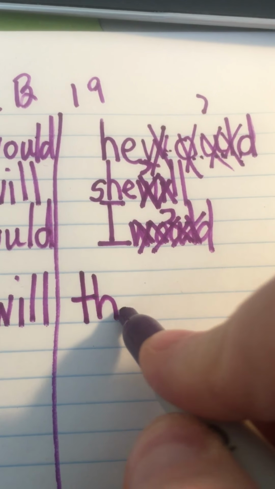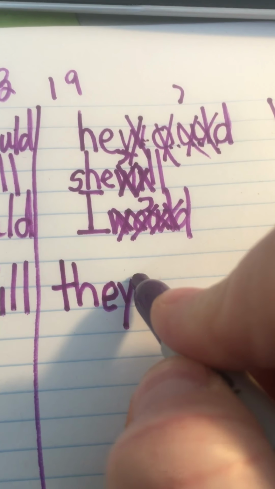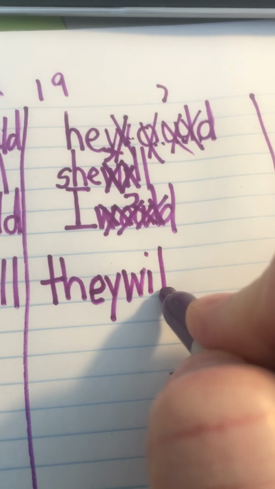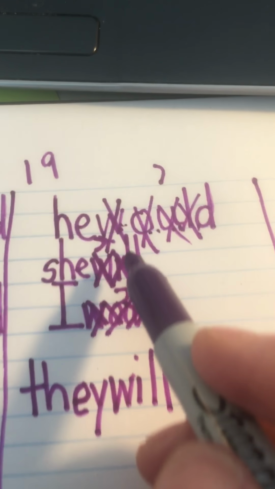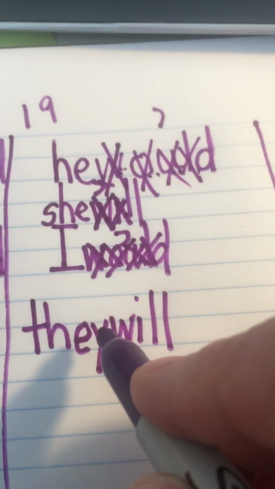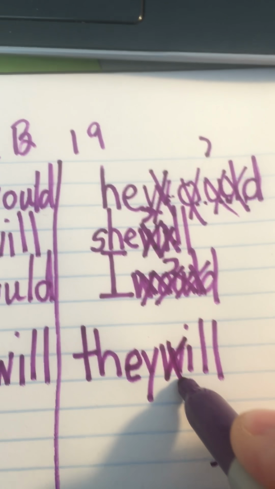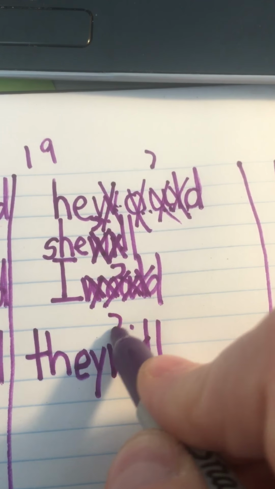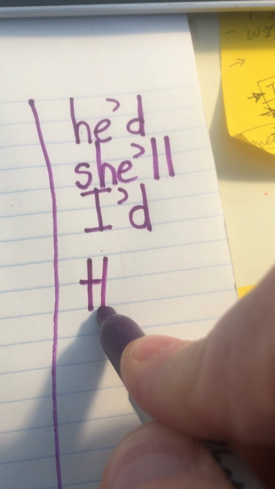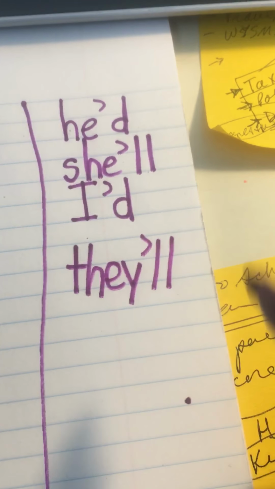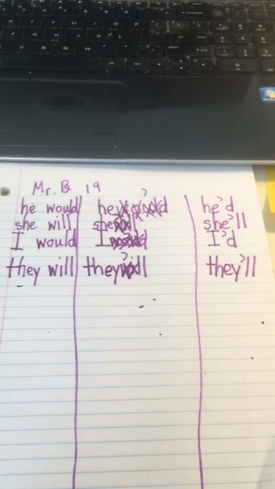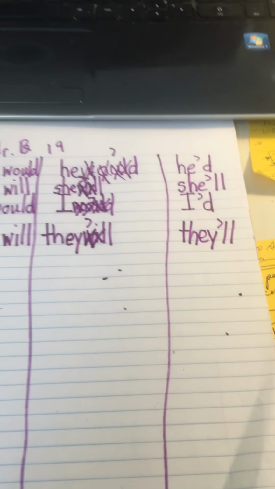All right, let's try it. Hopefully you wrote T-H-E-Y, no space, W-I-L-L, they will. All right, but last time we had will, we crossed off the W and the I. So every time you have a contraction with will, you get rid of the W and the I. You replace them with an apostrophe. The new contraction, it's not they will, it's they'll. They'll be coming around the mountain when they come. All right, they'll.